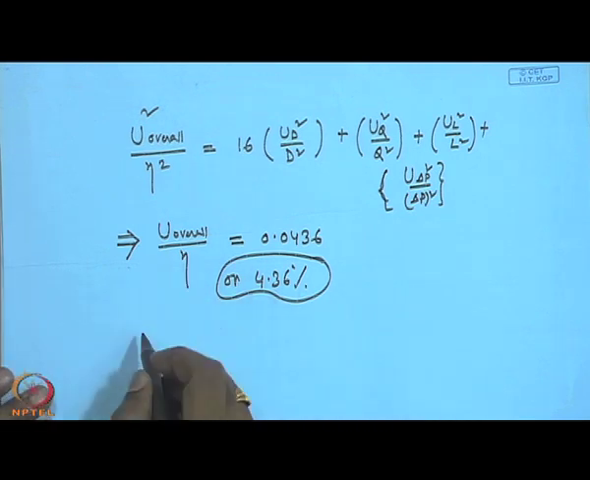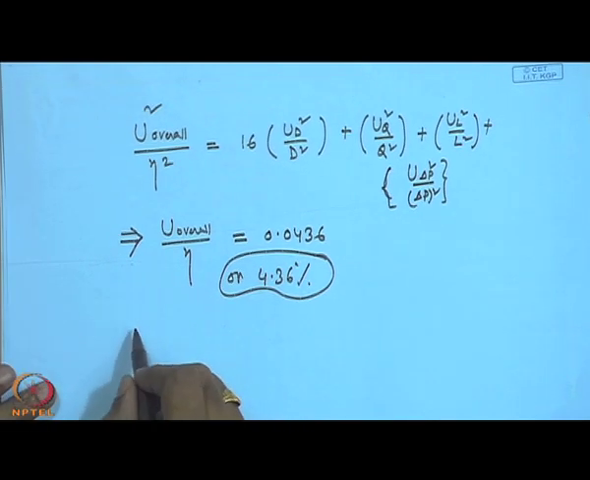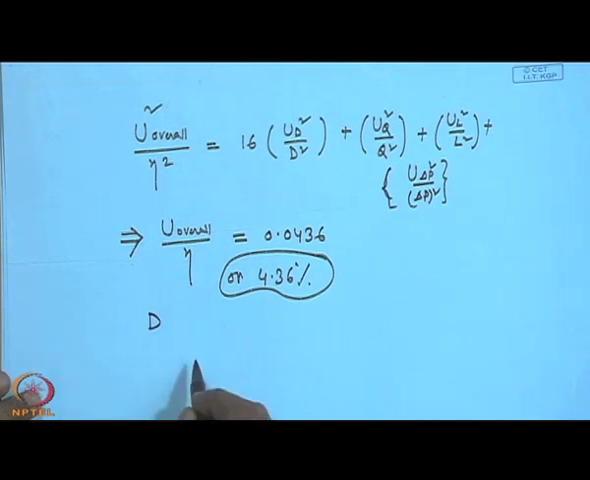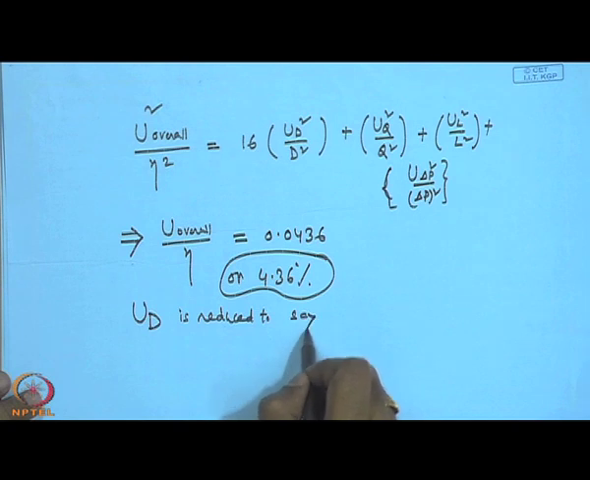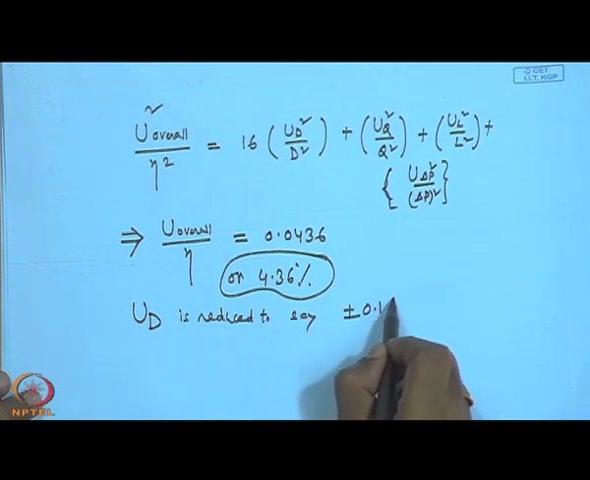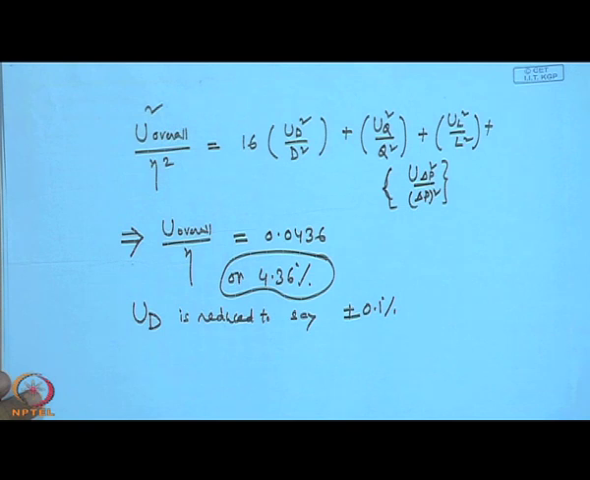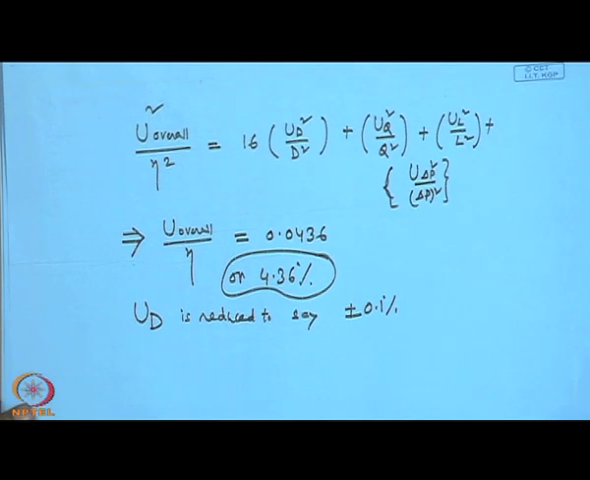Now, if we ask again that the uncertainty in the measurement of diameter is reduced to say plus minus 0.1% by using very improved instruments, what will be its effect on the overall uncertainty?